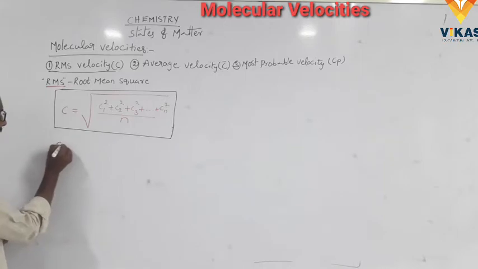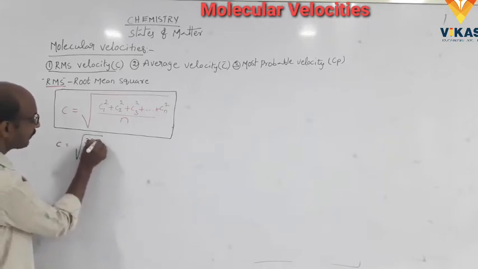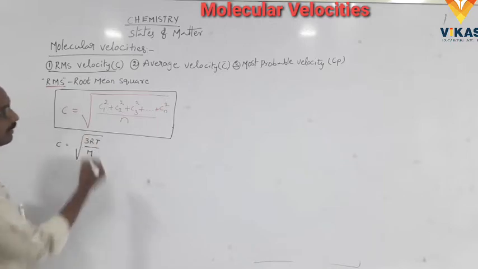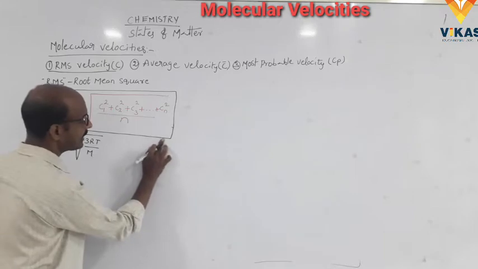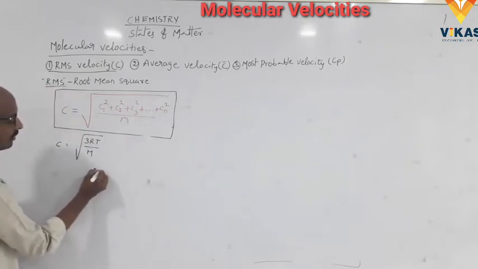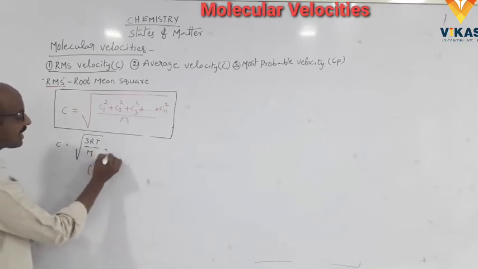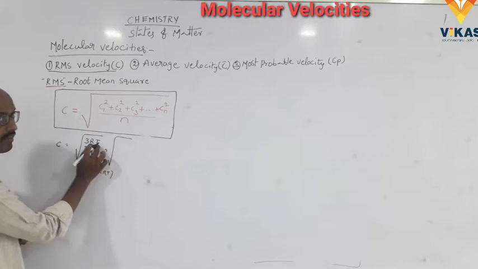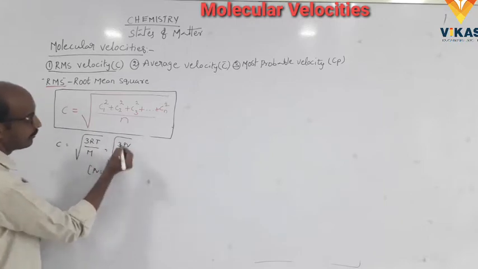Mathematically, it is represented as C is equal to square root of 3RT by M. So we know PV is equal to RT. Then RT is converted into PV, so it becomes 3PV by M.